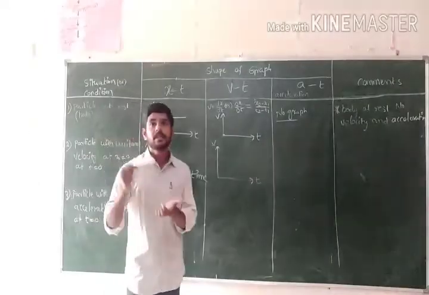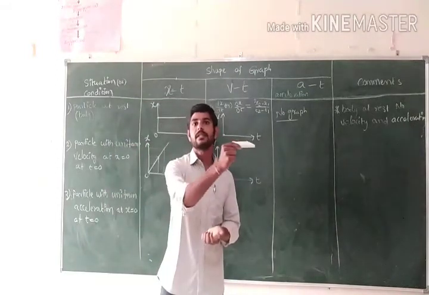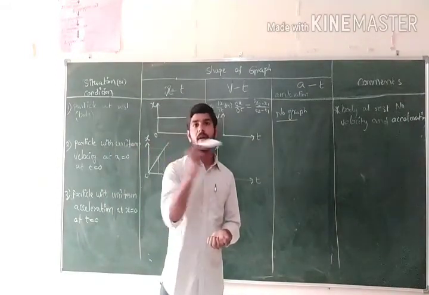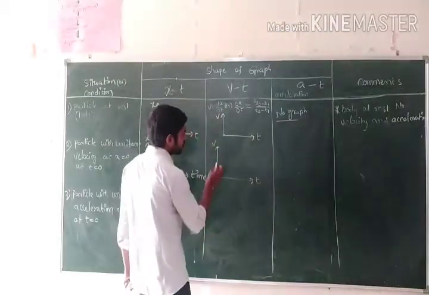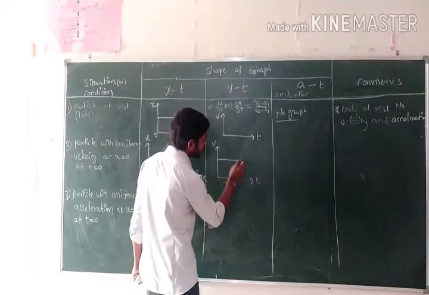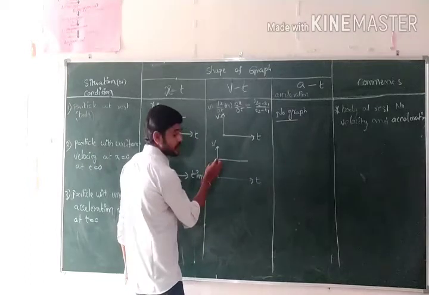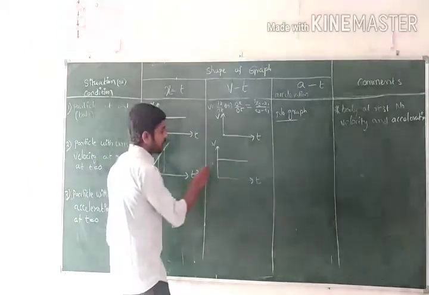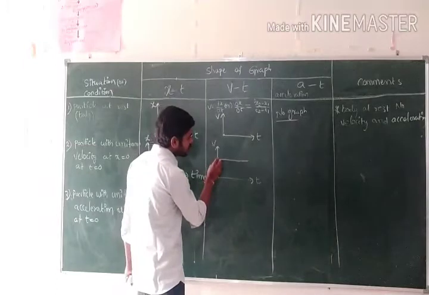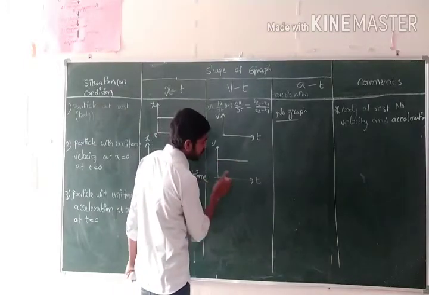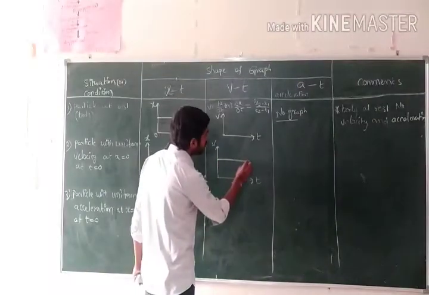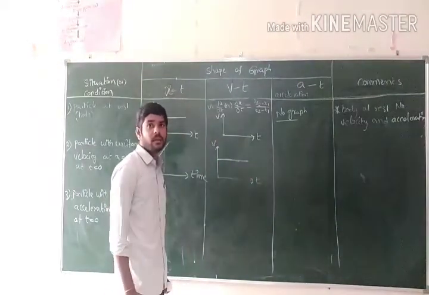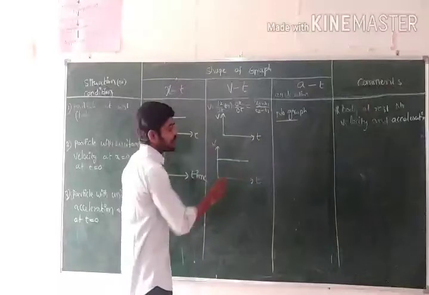Uniform velocity means the body is moving at constant velocity, 10 kilometers per hour or 50 kilometers per hour, which means the velocity is constant with changing time. See, on the y-axis, observe here, the velocity is constant but the time is changing. Okay, got it? So, velocity versus time.